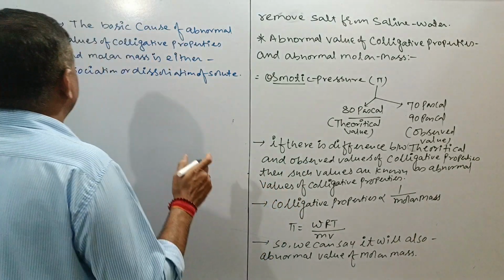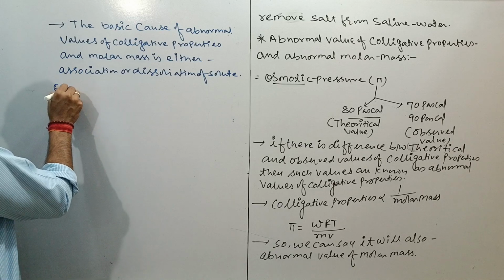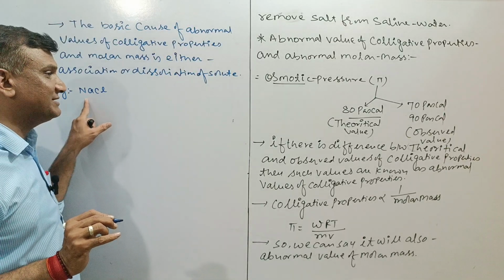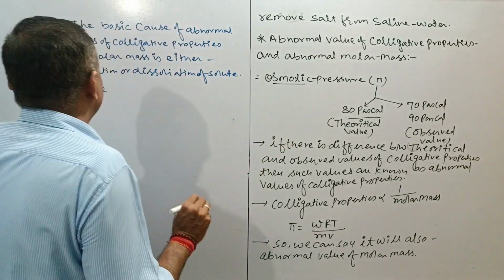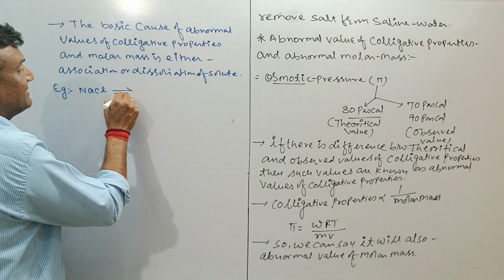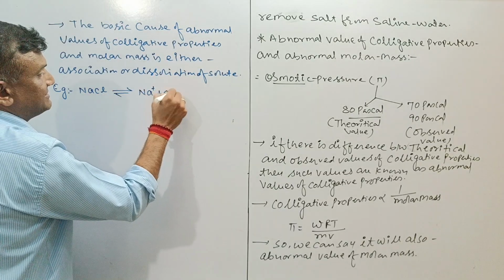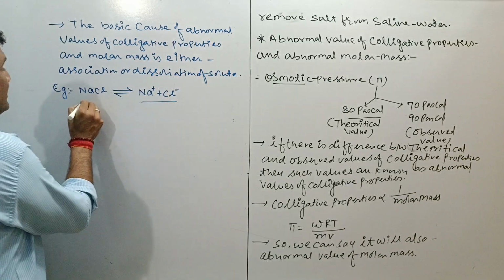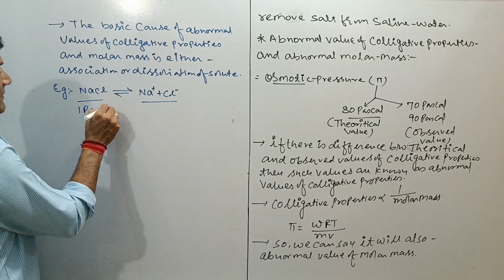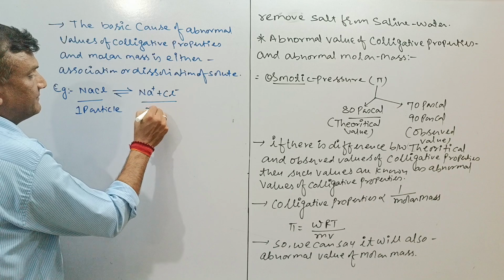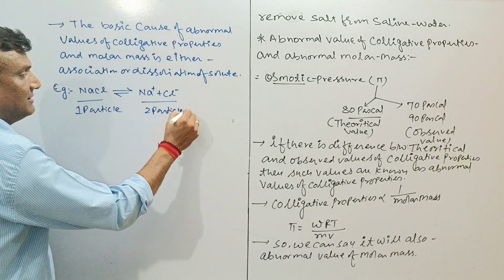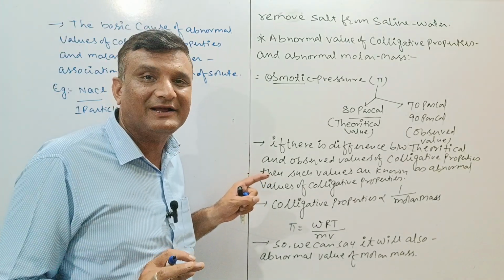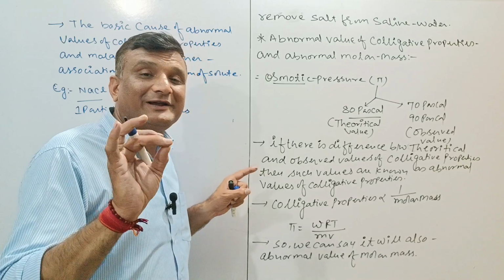How? Suppose for this we take the example of NaCl, and if we start the experiment, suppose the value is 80 Pascal. Now if we dissolve it in water, it gives Na plus and Cl minus. So here there will be two particles, whereas earlier there was only one particle. This means the number of particles increases, and we have discussed that colligative properties depend on the number of solute particles.